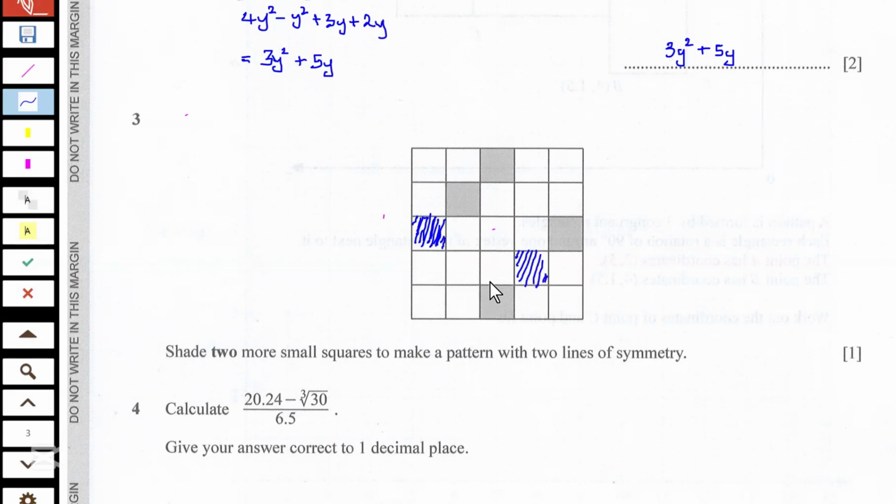Now, after shading the squares, you have to draw the line of symmetry. Now, drawing the first line of symmetry, I'm going to begin from the top left to the bottom right. So let's begin from the top left to the bottom right. And the second line of symmetry will be from the top right to the bottom left. So let's see it this way. That's it for question 3.